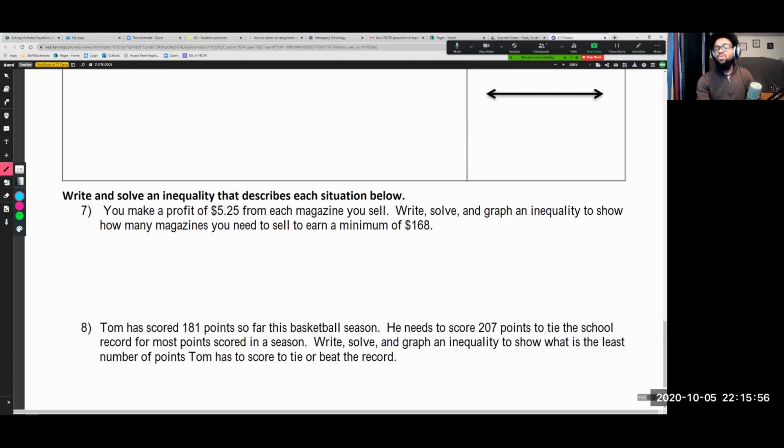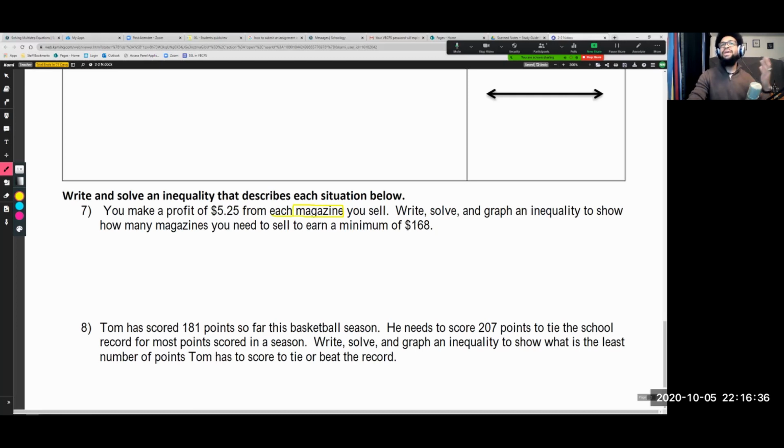So we need to first figure out what our variable is, and then everything else after that. Usually our variable is indicated by the term each, whatever comes after that, or per, or something like that, all right? So if I read this, I see the word each. Let's use a different color here. Each comes right before this term magazine. So each magazine is going to be our variable. How many magazines do we need to sell? So that's our variable. That's what we're trying to figure out. That's going to be our x.